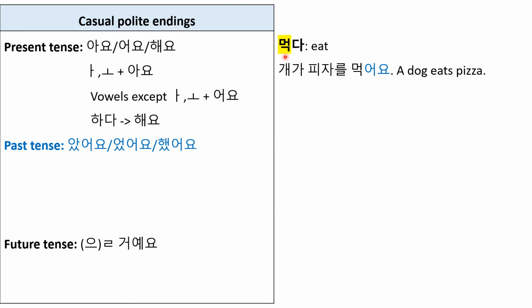Let's change 먹다 into a casual polite past tense form. Casual polite past tense verb endings are 았어요, 었어요, 했어요. If the last vowel of the stem is 아 or 오, the verb ending is changed into 았어요.